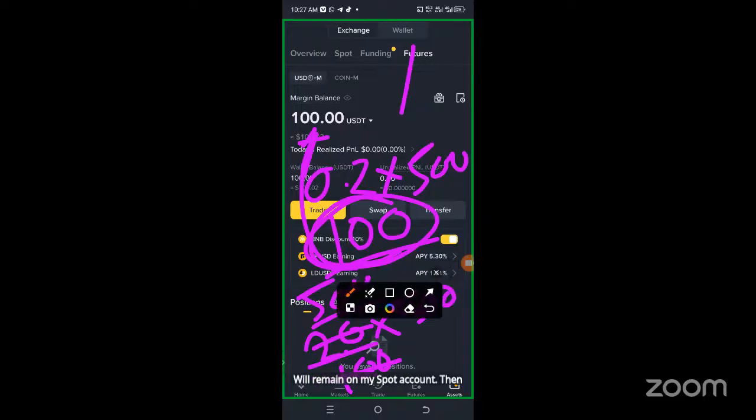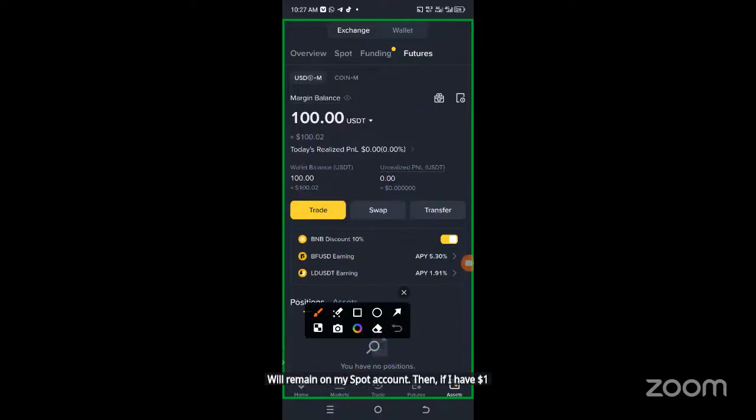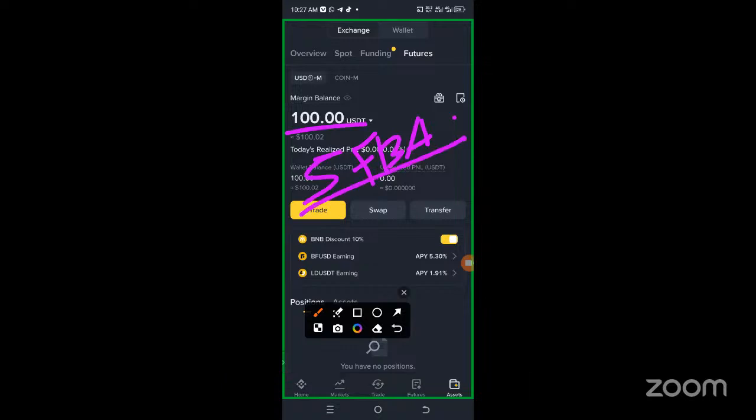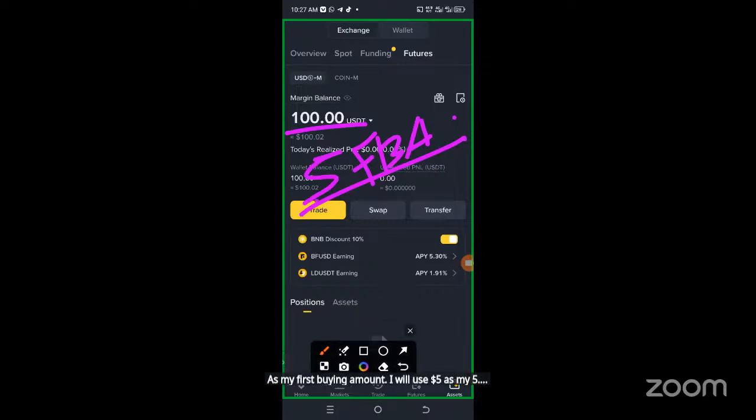Then, if I have $100, I will use $5 as my first buying amount, and then the $95 will be used to cover the margin calls.